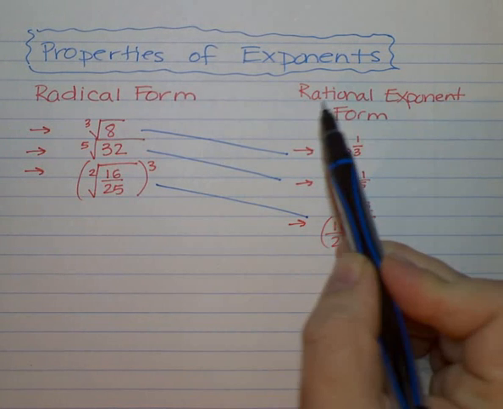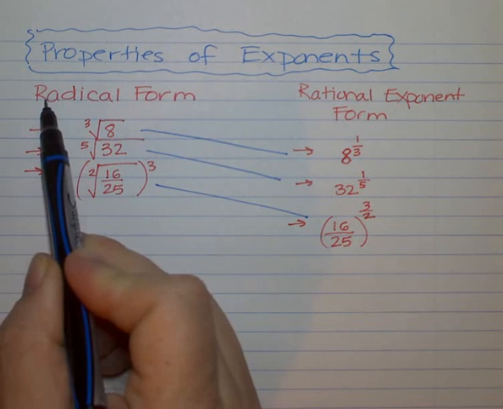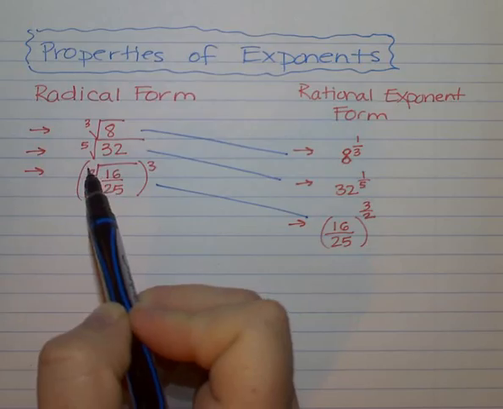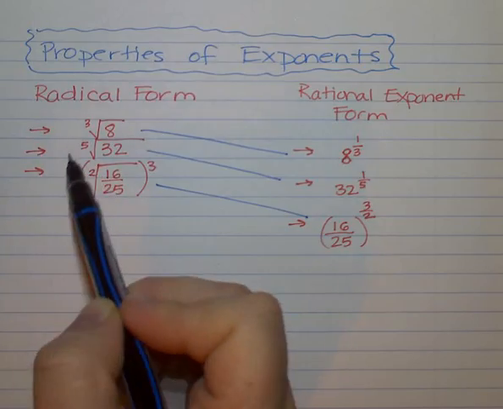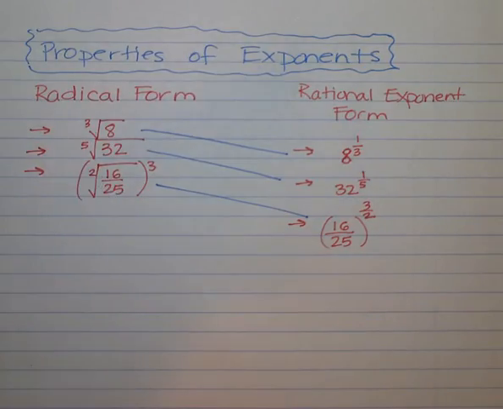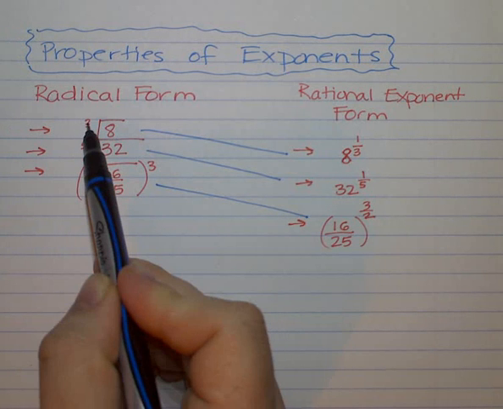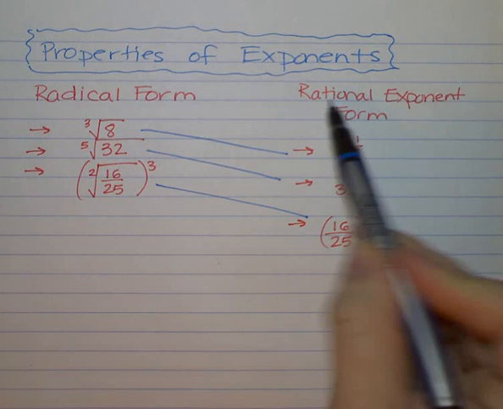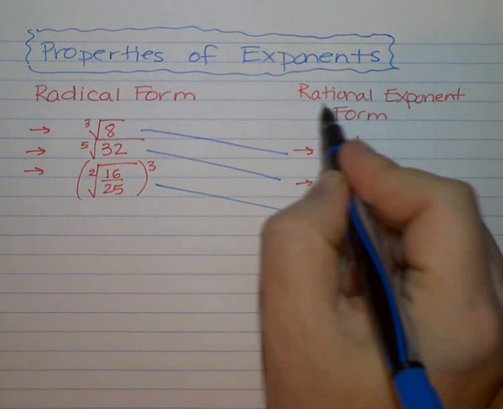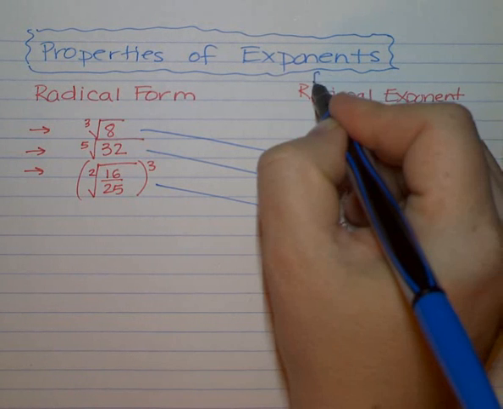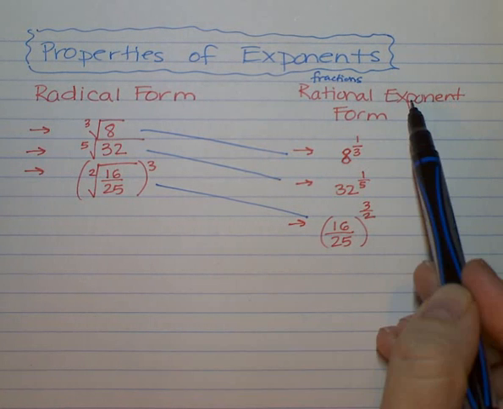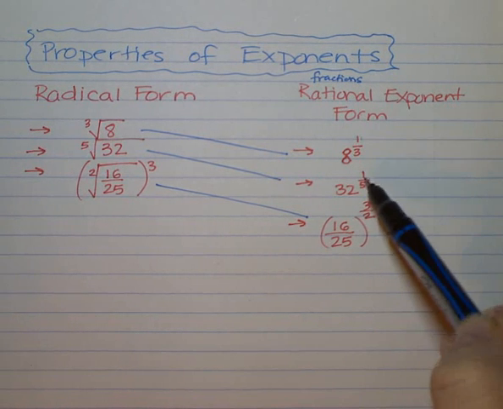And also let's go back to what we know. We often associate the word radical with square root. But radicals don't just have to be square roots, they can also be cube roots, or roots to powers higher than 3, like the 5th root. Rational exponent form. We know the word rational refers to fractions. And so here we have exponents that are written as fractions.